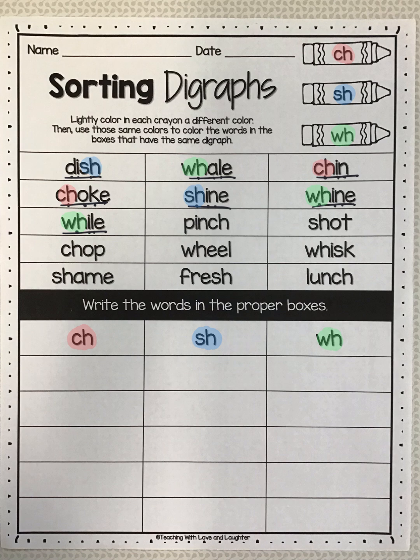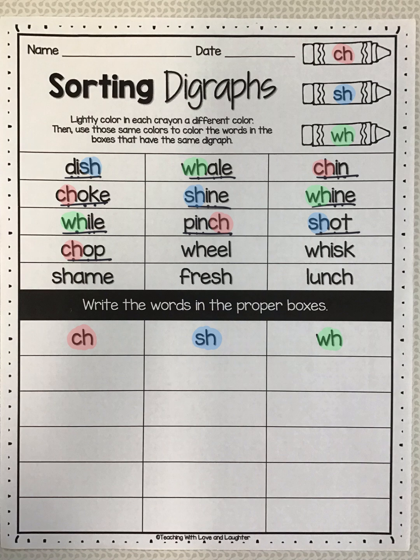My next word is pinch. P-i-n-c-h. Pinch. What digraph do you see in pinch? That's right, CH at the end. Then we have the word shot. Sh-ot. Shot. What digraph do you see in shot? That's right, a blue SH. Then we have chop. Ch-op. Chop. What digraph do we see? CH. Chop.